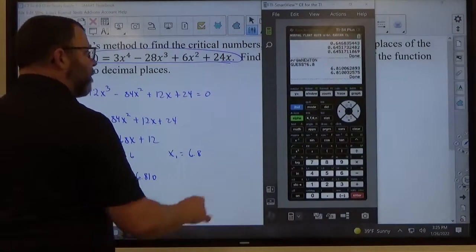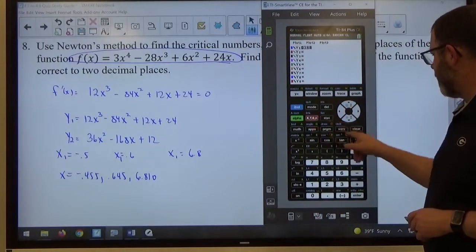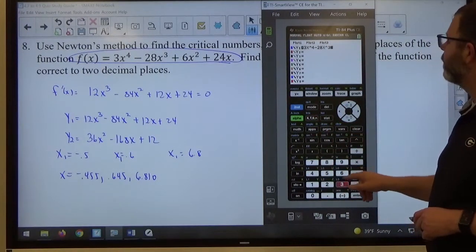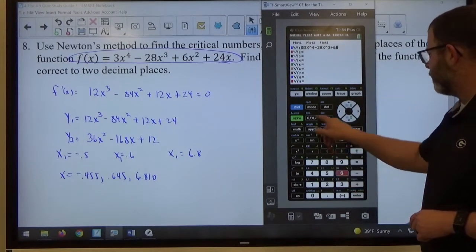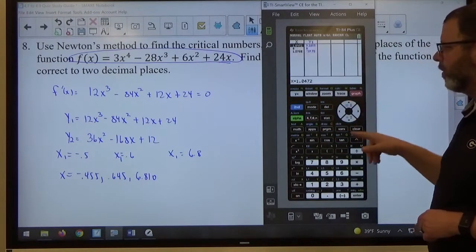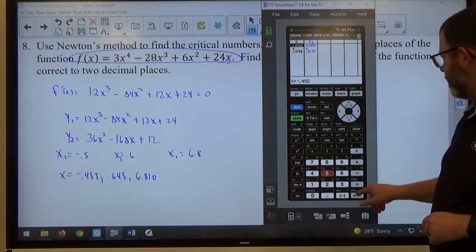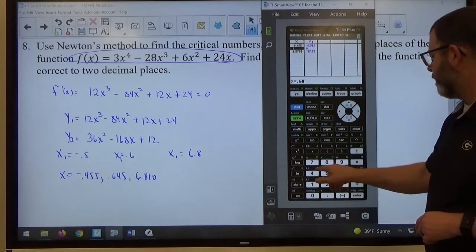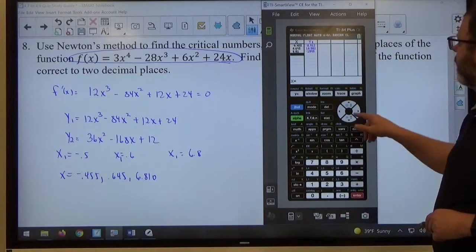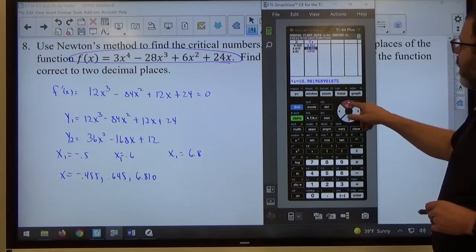So if I go back to y equals, clear out what's there, and type in the original problem, 3x to the 4th minus 28x to the 3rd plus 6x squared plus 24x. Go to my table, enter my 3 critical numbers, negative 0.455, 0.645, and 6.810. And we're looking for the absolute minimum. Well, negative 1949 is the smallest out of all those numbers.